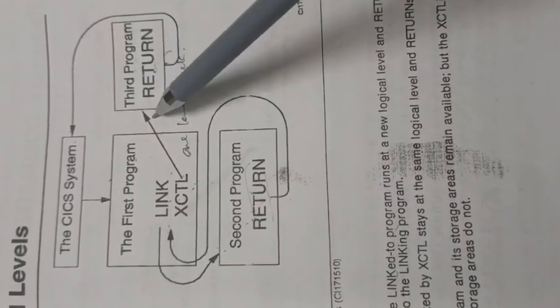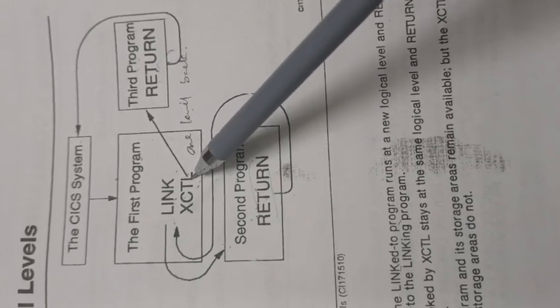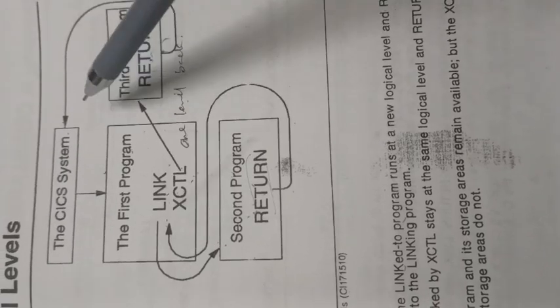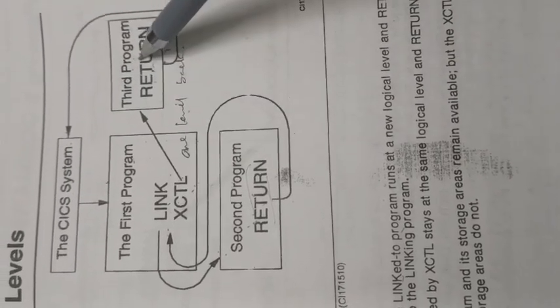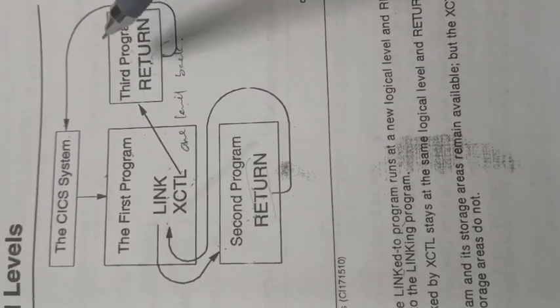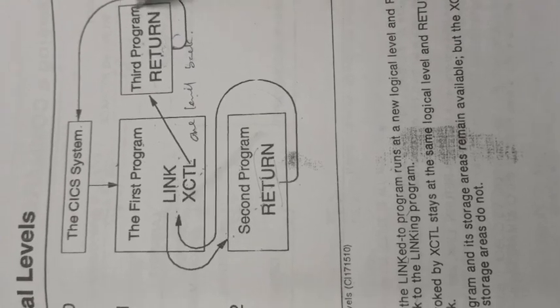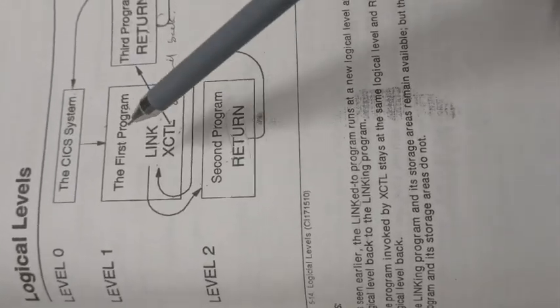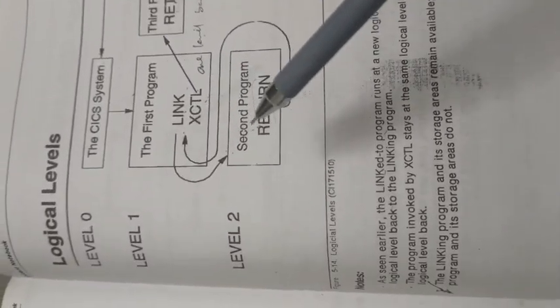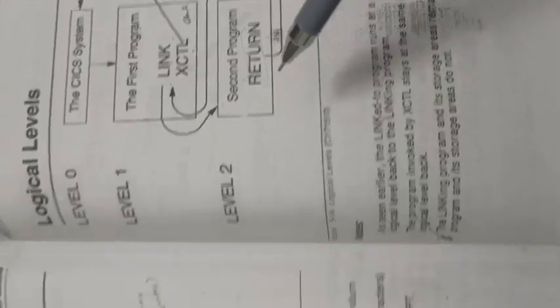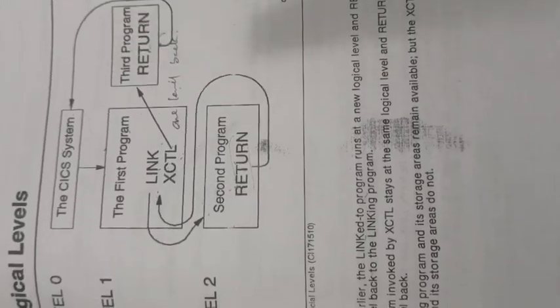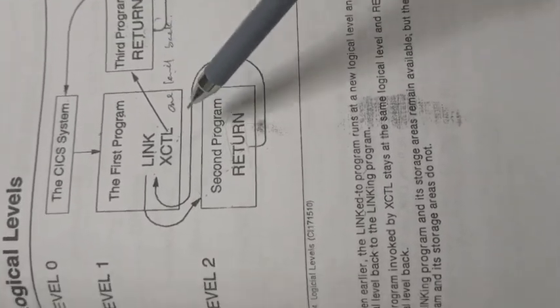XCTL never comes back to the point where you transferred control. Every time it goes to the next program, like a third program. When the third program issues the RETURN command, control goes back to the CICS system, which means it ends the program and the logic ends here. That is the main difference between LINK and XCTL. Most of the time people do not have an answer for this, but you can tell it in the interview. If you explain this logic, the interviewer will be impressed.